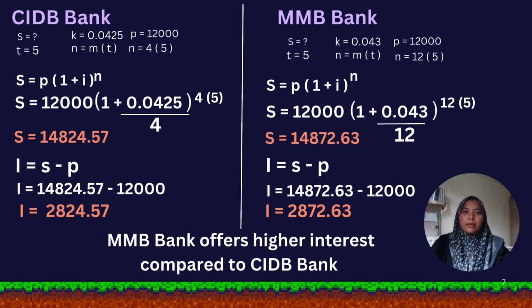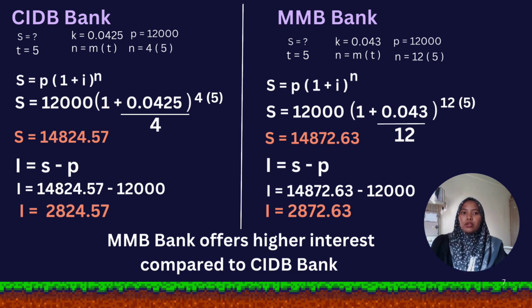Firstly, for CIDB Bank, we need to write down all the information. We can use the formula S equal to P(1 + i)^n. Then, insert all the values into the formula. So, S equal to 14,824 and 57 cents. Then, we use the formula I equal to S minus P to get the interest. We insert the values, so I equal to 2,824 and 57 cents.